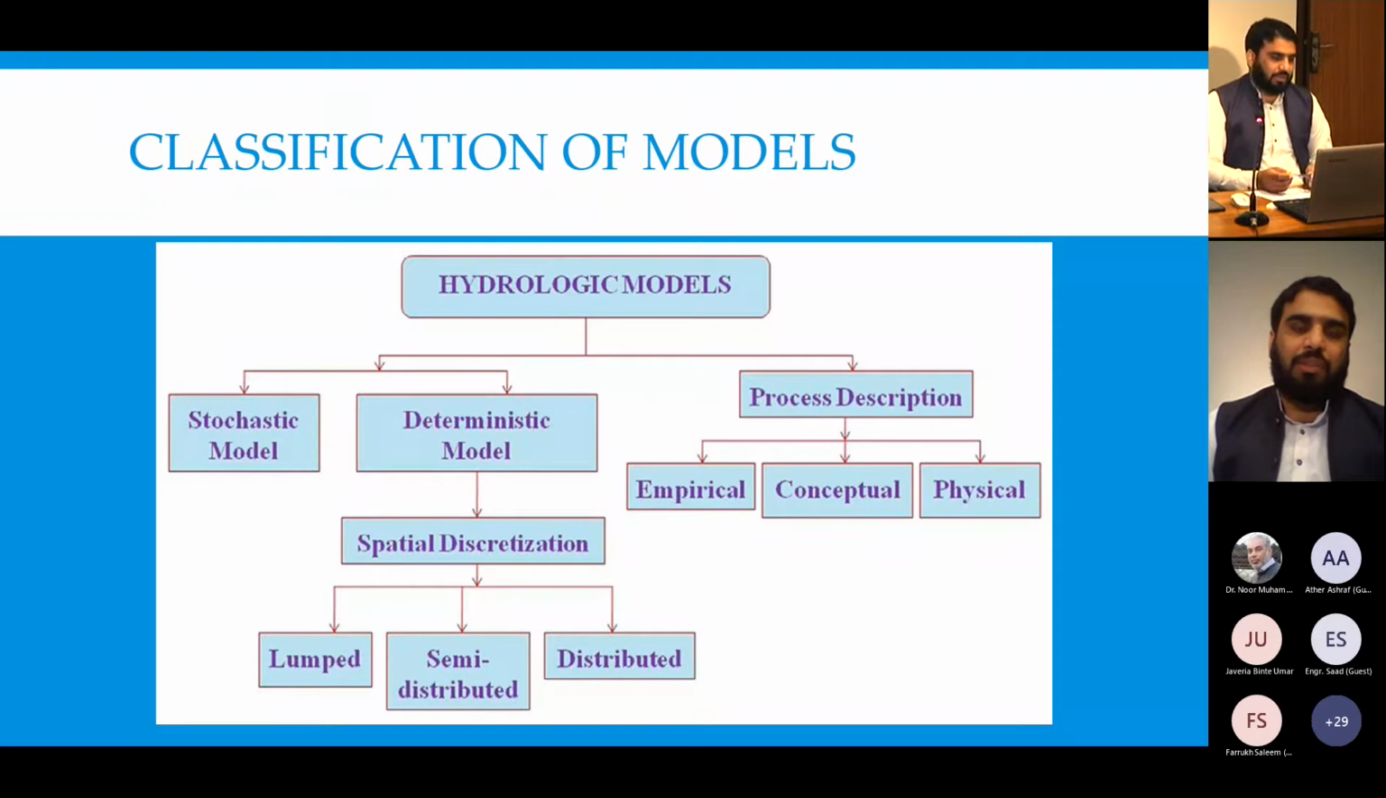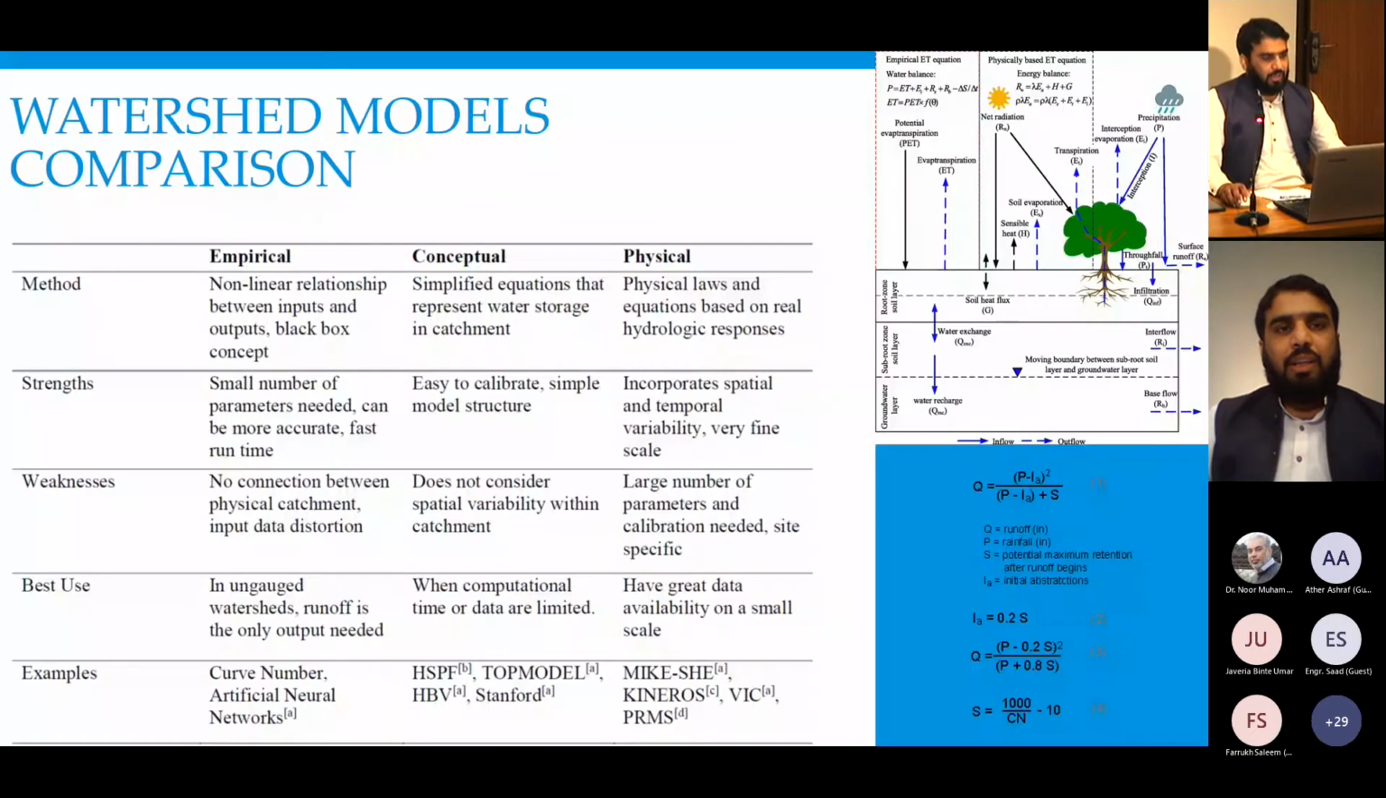And based on the space, based on the selection of the watershed, the models are also classified into the lumped, semi-distributed, and the distributed. Here is some comparison between the different models. As we discussed, based on the process, the watershed models are classified into three major categories. First is the empirical, second is the conceptual, third is the physical.